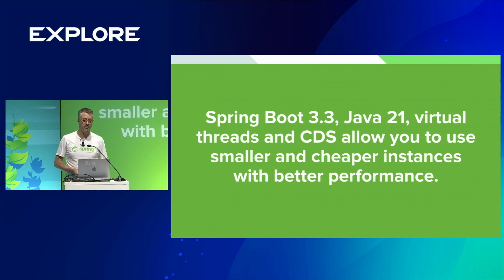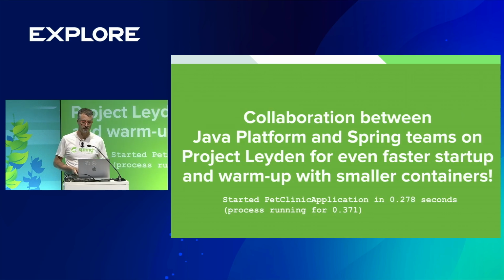So Spring Boot 3.3, Java 21, virtual threads and CDS allow you to use smaller and cheaper instances with better performance, without that many constraints. It's much easier to leverage than native, for example. And it's not the end of the story.